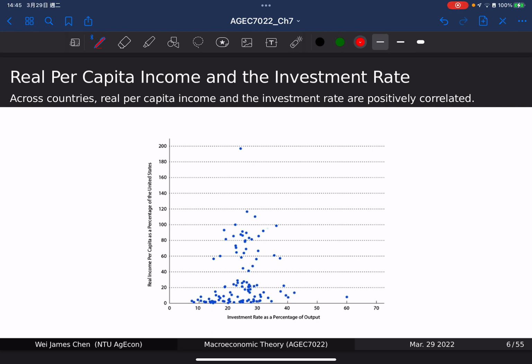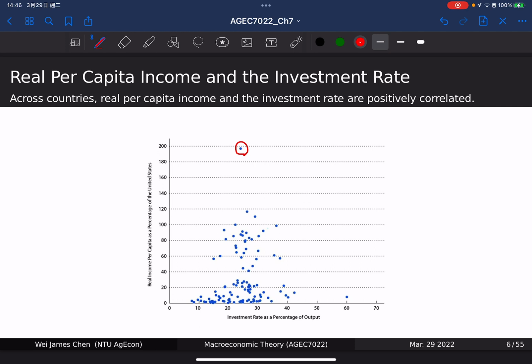Okay, so percentage, what is the percentage of output this country spent on investment? So one dot on this graph is one country. Okay, you can see it is drawing here. Okay, so one dot is one country.